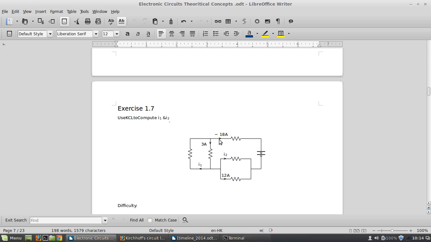So here what you guys have to do is use Kirchhoff's current law to compute just I1 and I2. So for finding I1 and I2, what can be the technique here?